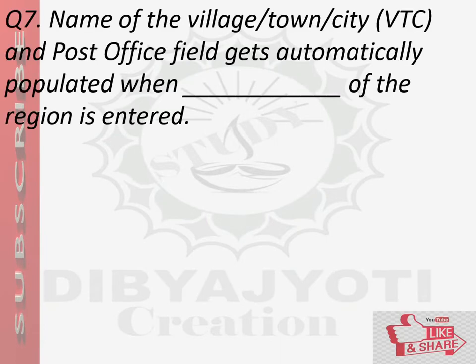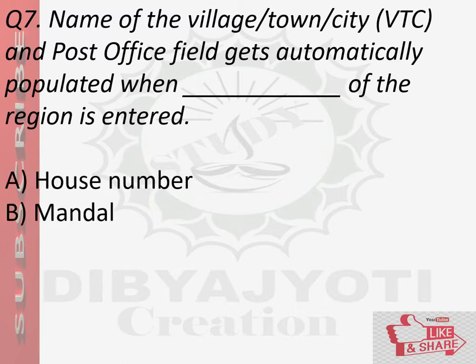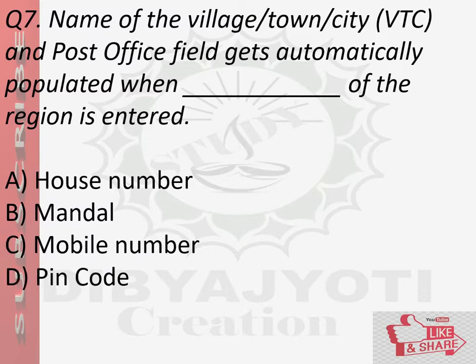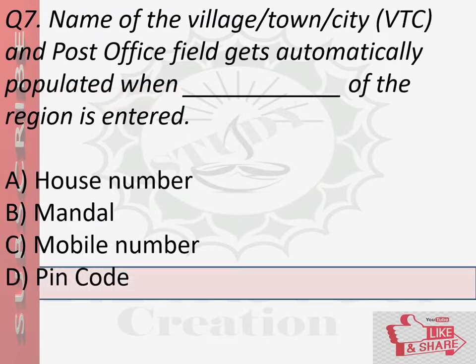Next, question number 7. Name of the village or town or city and post office fields get automatically populated when dash of the region is entered. Options are: house number, mandal, mobile number, pin code. And the answer is pin code.